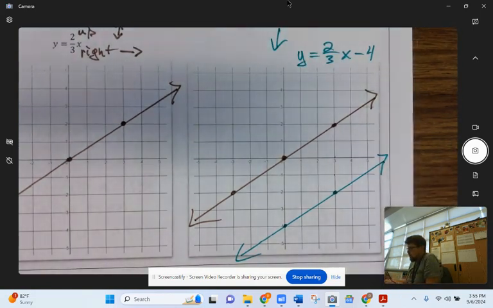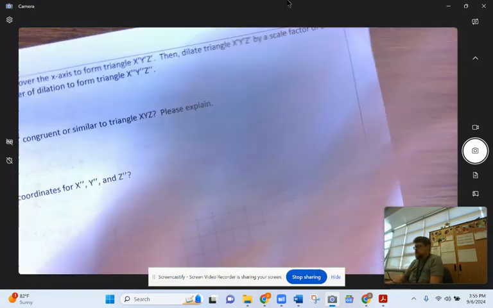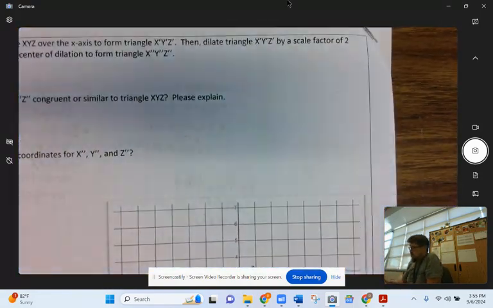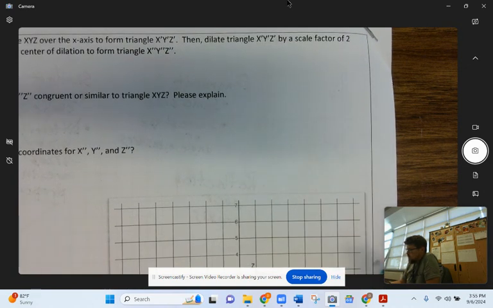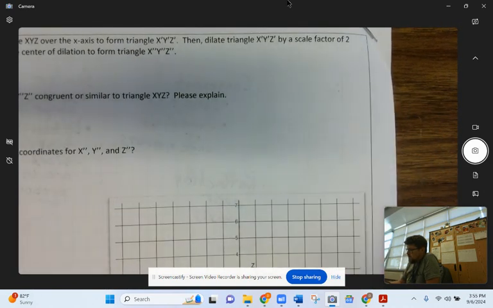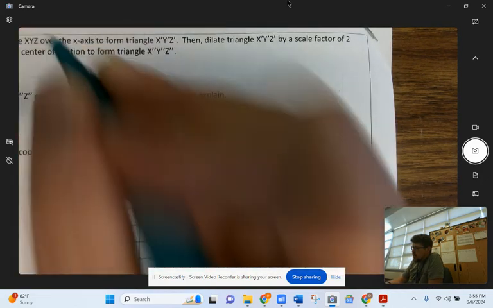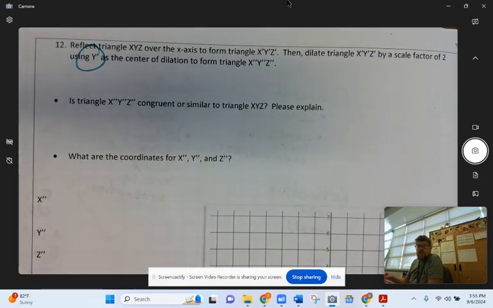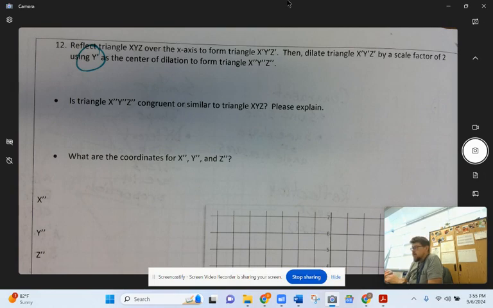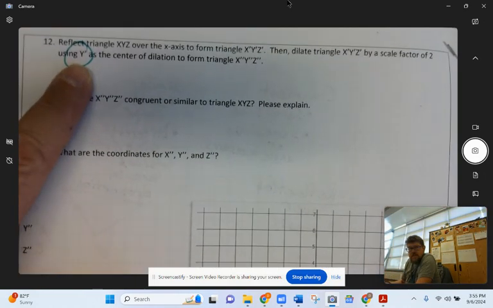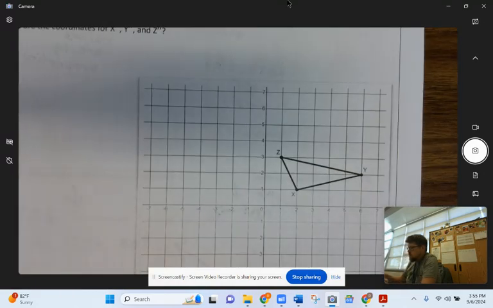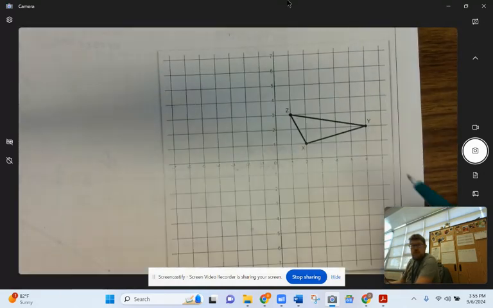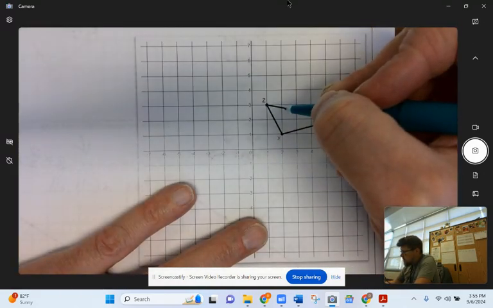Okay. All right. Last one. This is the big boy right here. So we're going to reflect this triangle over the x-axis to form triangle X prime, Y prime, Z prime. Then we're going to dilate it by a scale factor of 2 using Y prime as the center of dilation to form triangle X double prime, Y double prime, Z double prime. So that's what's different about this dilation: we're using a different point rather than the center. Okay, so let's look at it first. We're going to reflect over the x-axis.